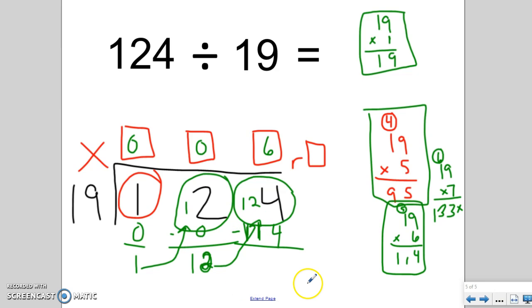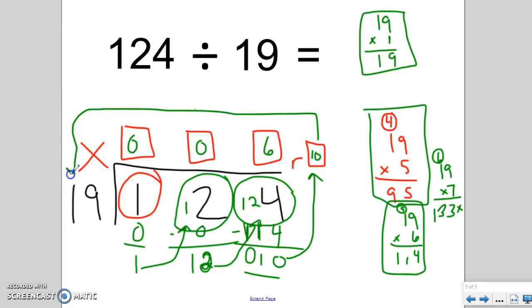And now I'm going to subtract. 4 minus 4 is 0. 2 minus 1 is 1, and 1 minus 1 is 0, which means because the only space left in my template is here, I have a remainder of 10. And again, as long as it's less than 19, I'm fine. So my final answer is simply 6 with a remainder of 10.